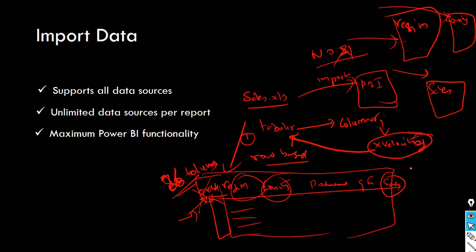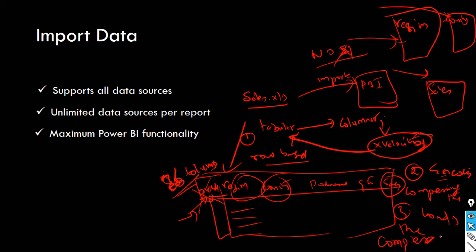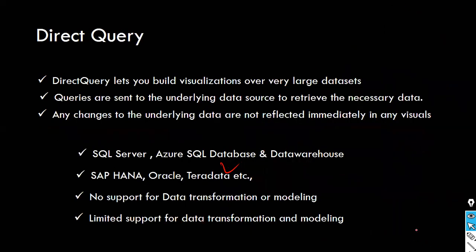Next, in step 2, it does some kind of encoding, and that is nothing but compressing the data. The source file, the table or Excel file, got converted to columnar format, and then it compresses the data, kind of zipping the file. The third step is it loads the compressed data in memory.